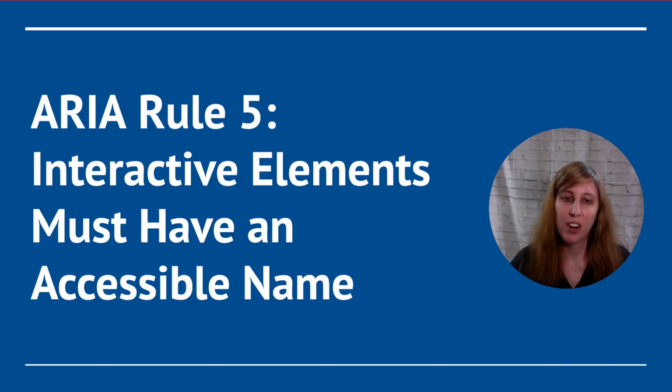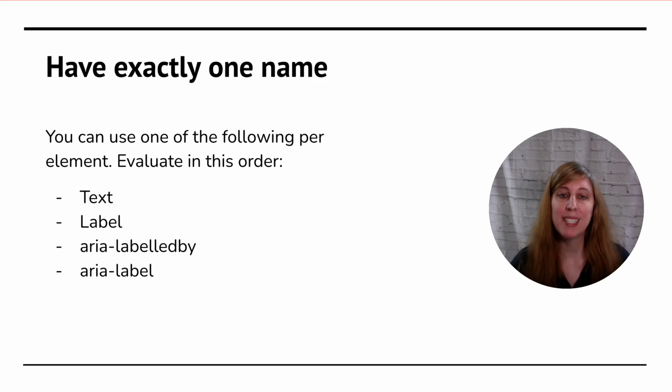The fifth rule of ARIA is that interactive elements must have an accessible name. What does that mean? It means that elements that are interactive should have exactly one name. This is just like your web page should have exactly one heading 1. And we want to evaluate what to use for this accessible name in a specific order.